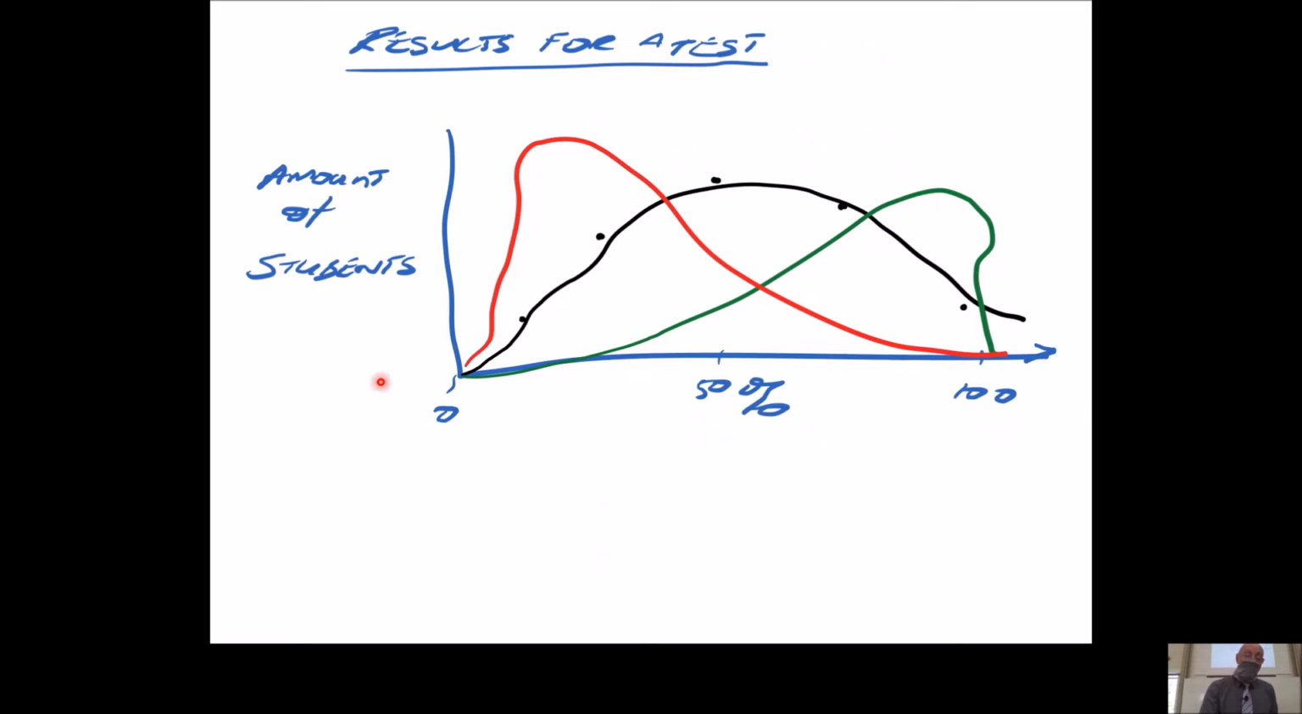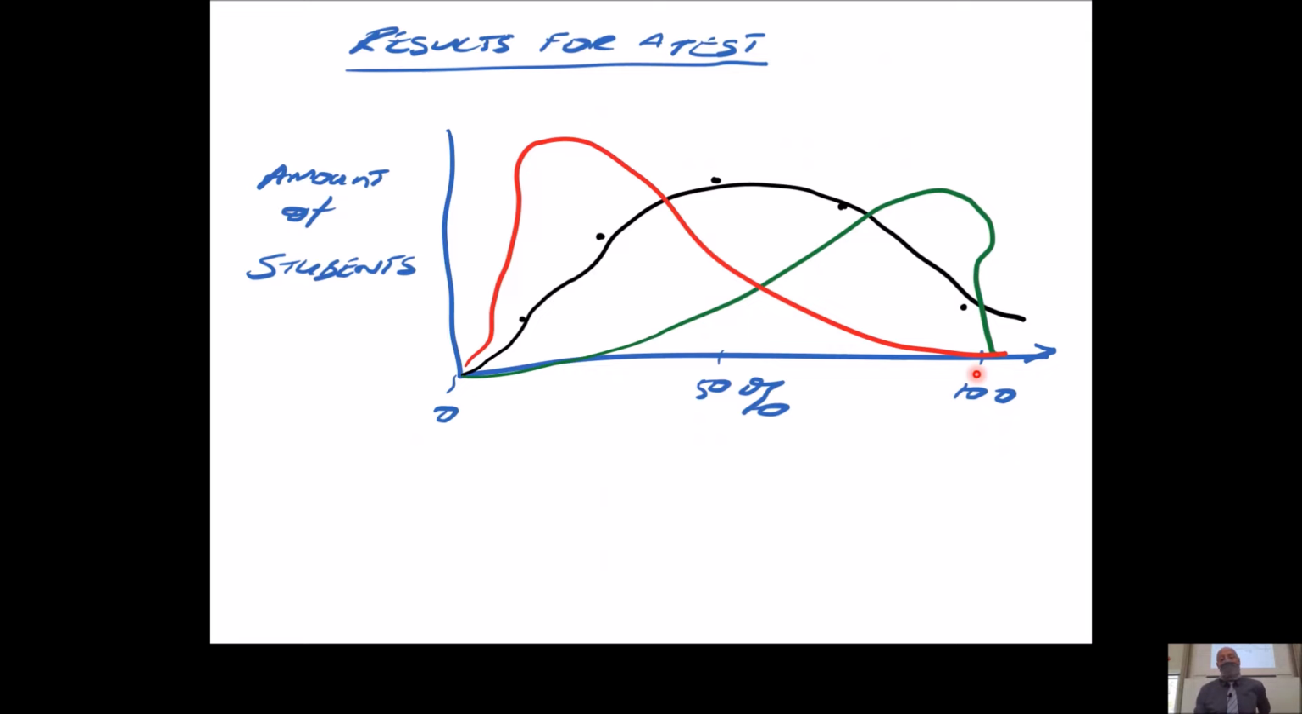And on the vertical axis, I plotted the number of people that got a certain percentage. So if 10 people got 10%, they'd be there. This would be the number of people that got 50%. And the number of people that get 100% is this much. So it's what they call a normal distribution curve. And they use these curves all the time. That's how they adjust the marks every year.